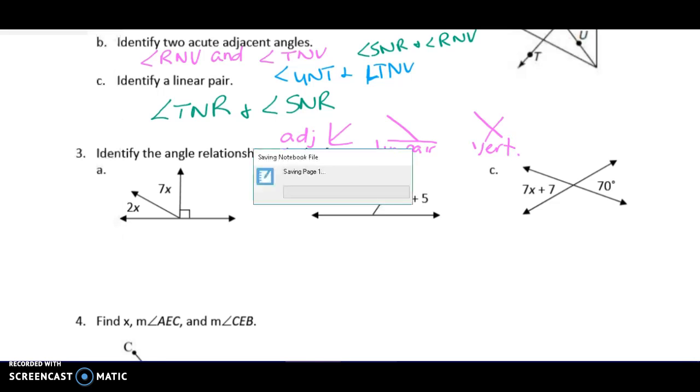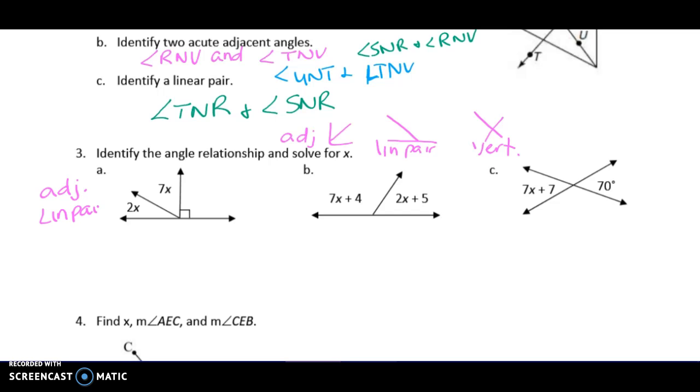Looking at number 3, we got to decide what we know. They are adjacent, but they also are a linear pair. I can see they all come together to make that straight line. And if it's 90 degrees on here, what do we know about the other side of it? That is also 90. So we're just going to utilize the adjacent angle situation to say that the 2x and the 7x together have to be 90 degrees. So combining like terms, 9x is equal to 90, solving for x. So x is 10.